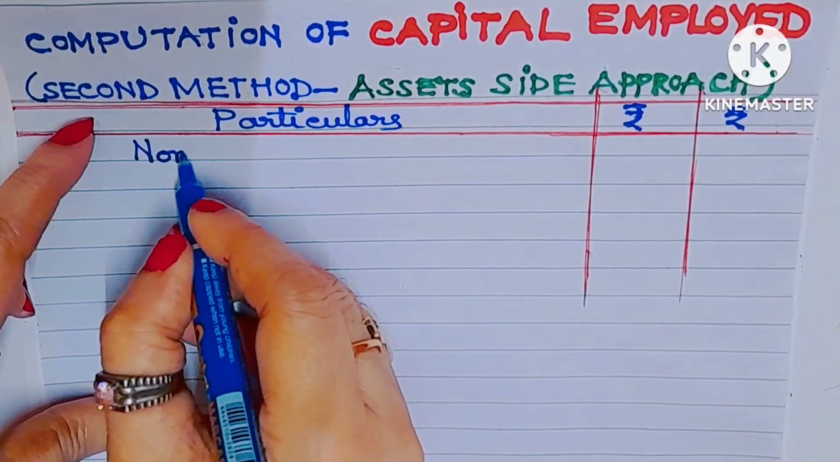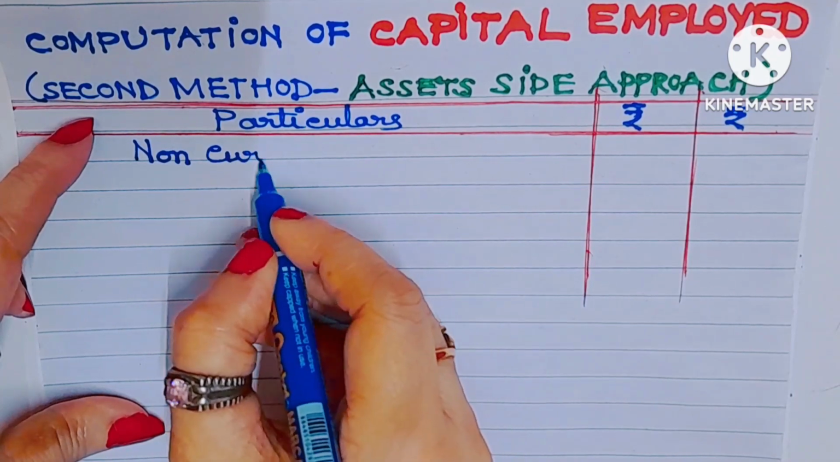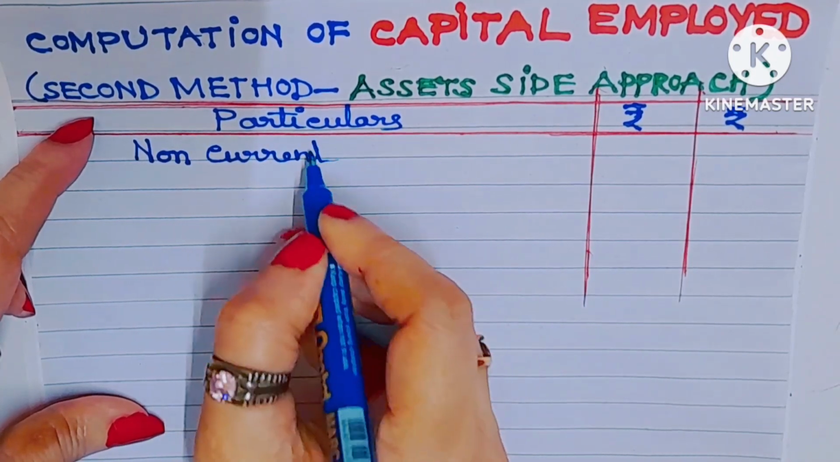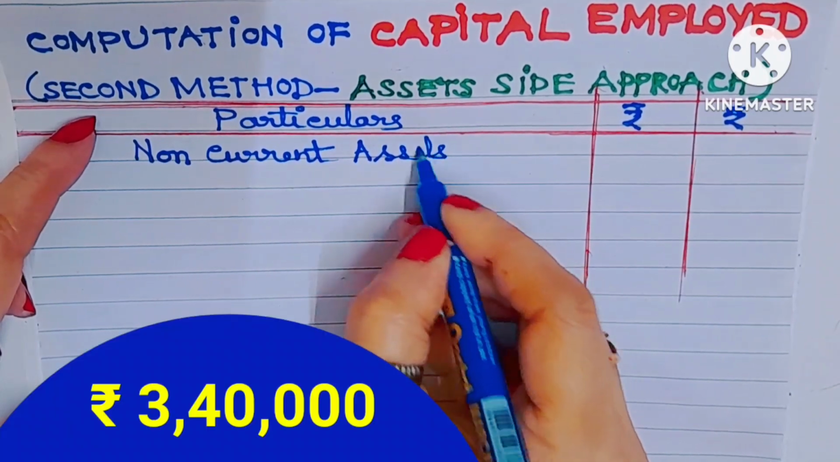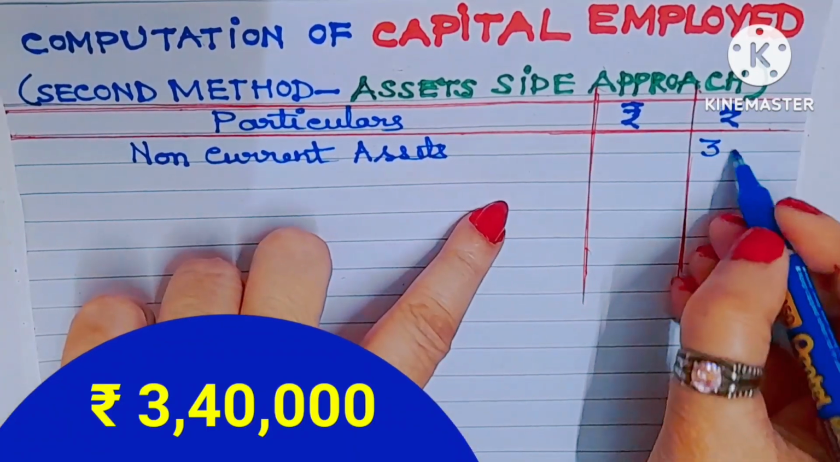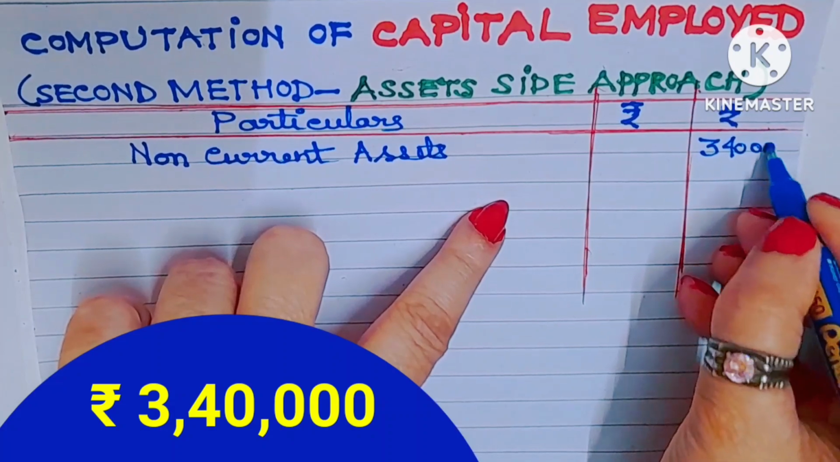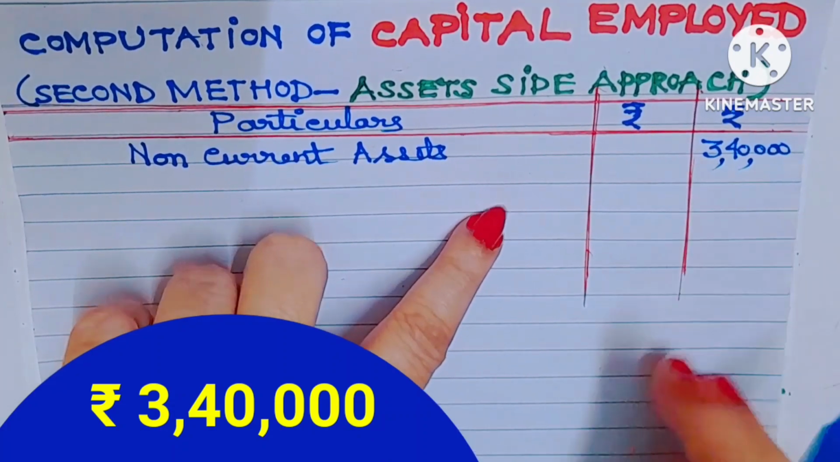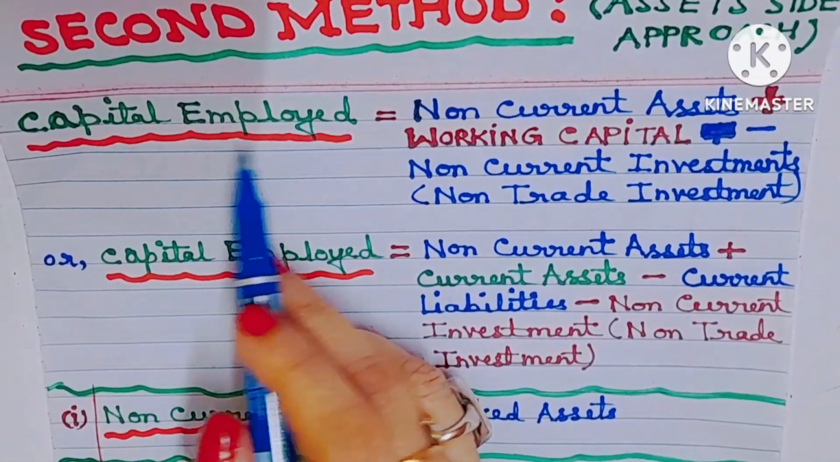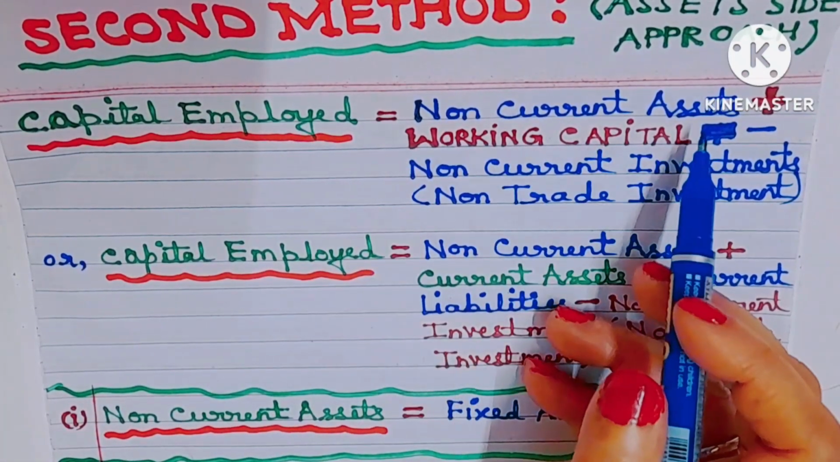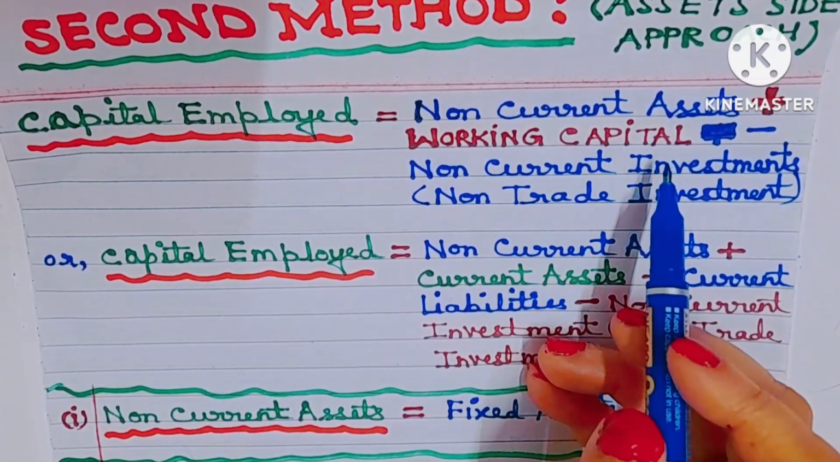Non-current assets is equal to 3,40,000. Okay, understood? Now see, capital employed is equal to non-current assets plus working capital minus non-current investments.